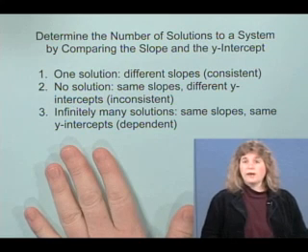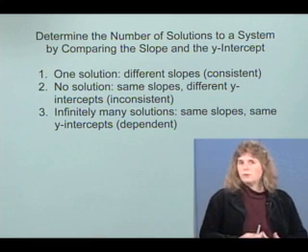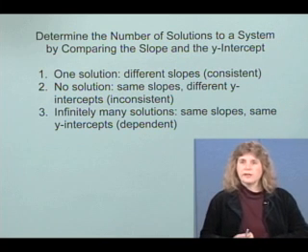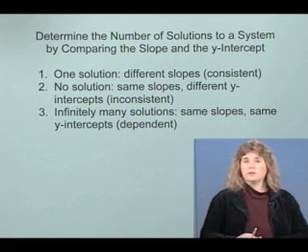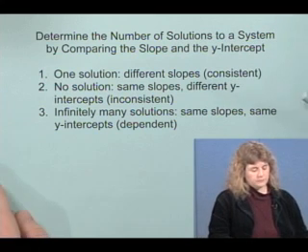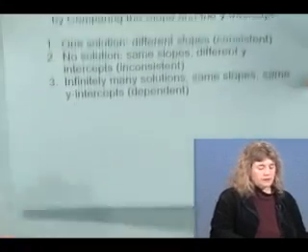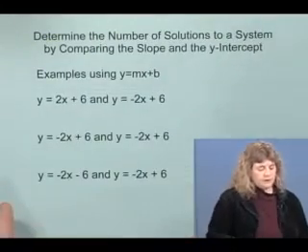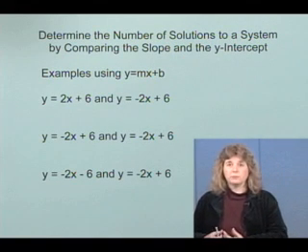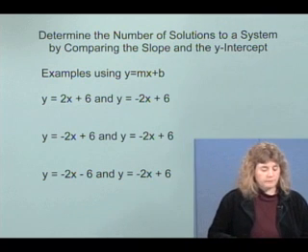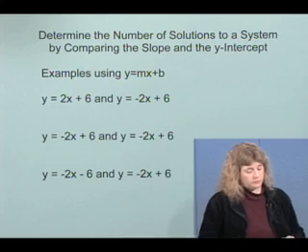And finally, we may have infinitely many solutions. That's going to happen when we really have the same equation. So we're going to have the same slopes and the same y-intercepts. We call this a dependent situation. And the no solution was inconsistent. Let's look at some examples. We're going to use equations that are in the form y equals mx plus b, the slope-intercept form. And we'll just compare slopes and y-intercepts and see what we've got.